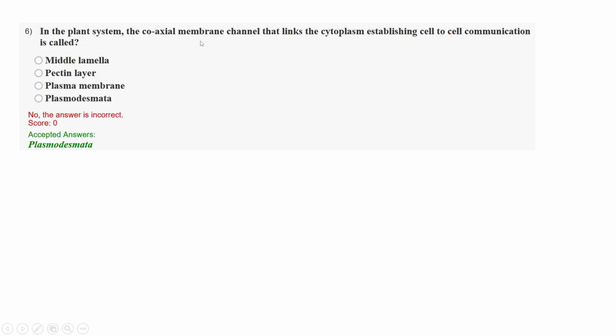In the plant system, the coaxial membrane channel that links the cytoplasm for cell to cell communication is called plasmodesmata. Okay. So in the plant cell, if you have studied, there are two cells, and in between there is a channel through which nutrients can pass to each other. So that channel is called plasmodesmata.